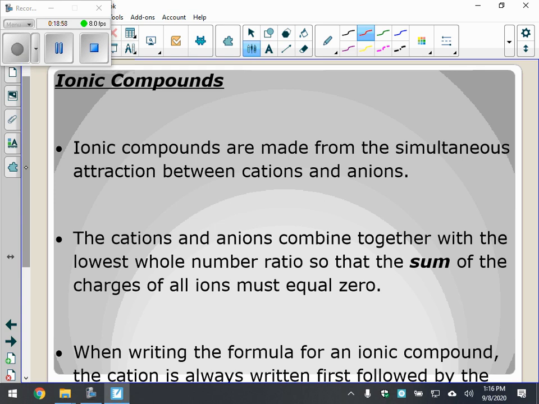But we know that ionic compounds are made up of the simultaneous attraction between positives and negatives, yes? Cations and anions. So positive ions and negative ions. That's what holds them together, yes?